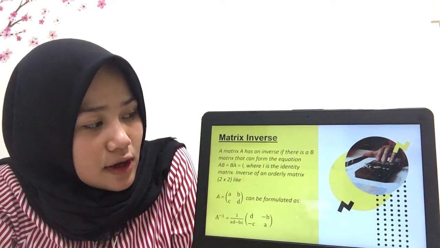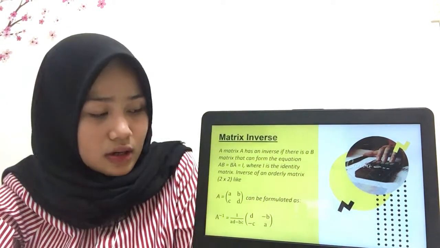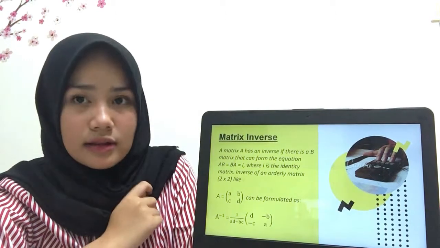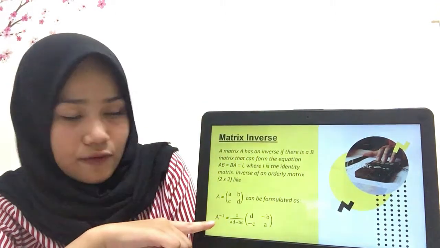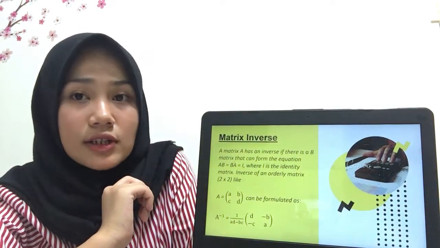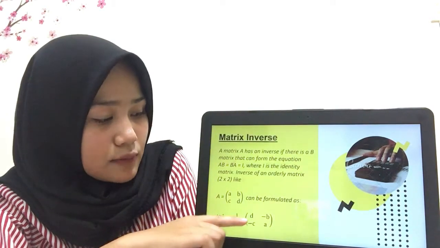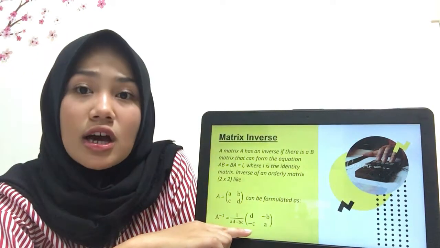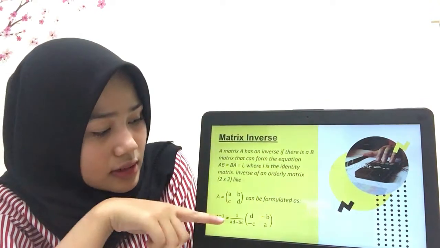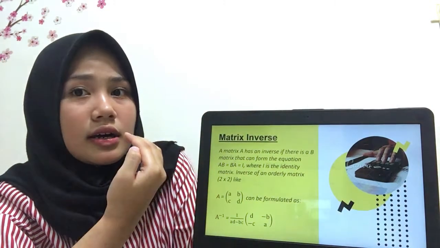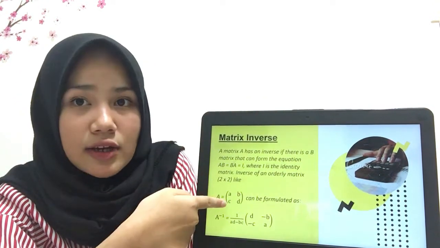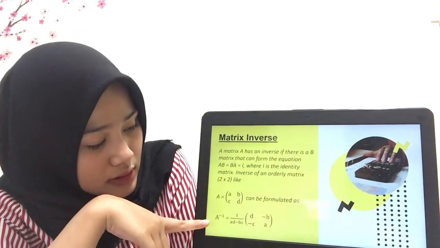And the inverse of a 2 by 2 ordered matrix, like matrix A. The inverse of A is equal to 1 over the determinant of matrix A, and we multiply it by the adjoint of matrix A. The adjoint of matrix A is obtained by interchanging the elements of the main diagonal, and then changing the sign of the elements of the side diagonal.